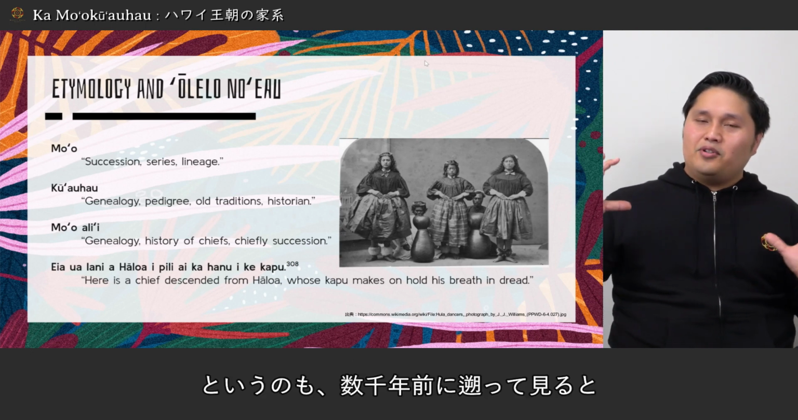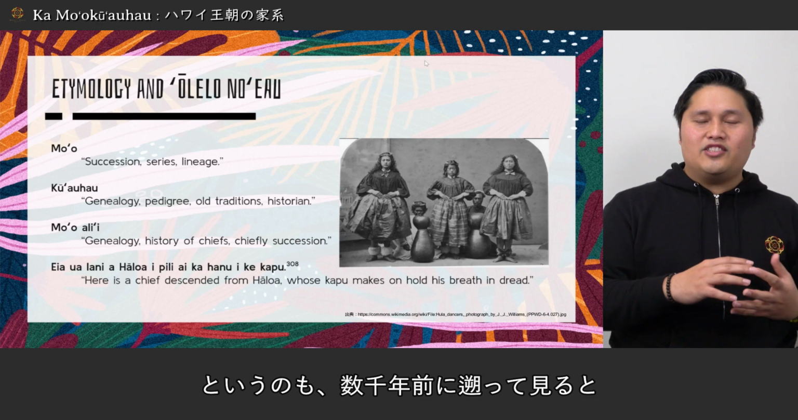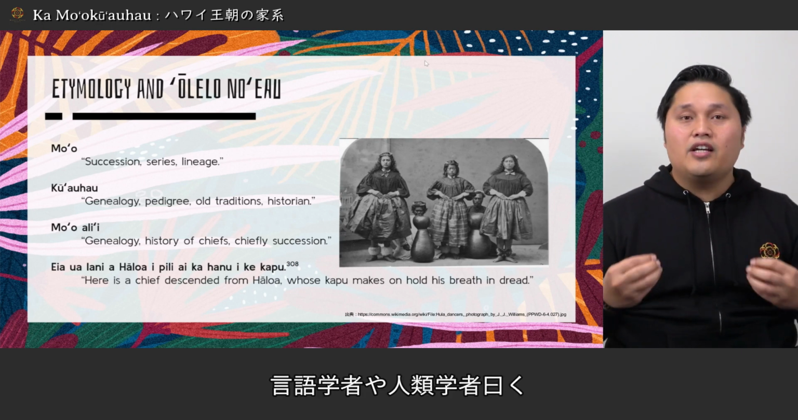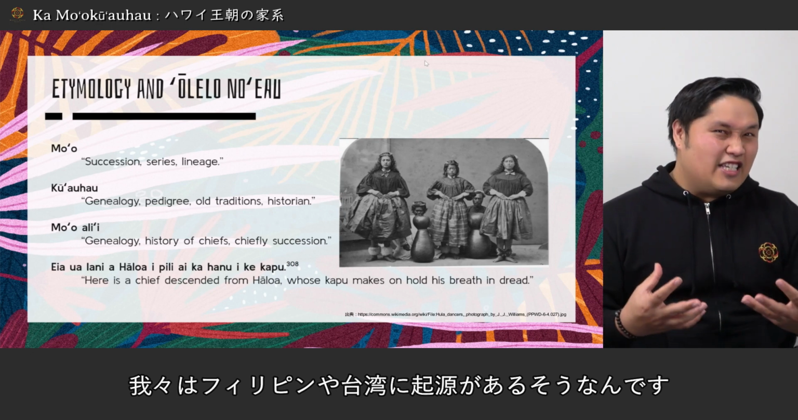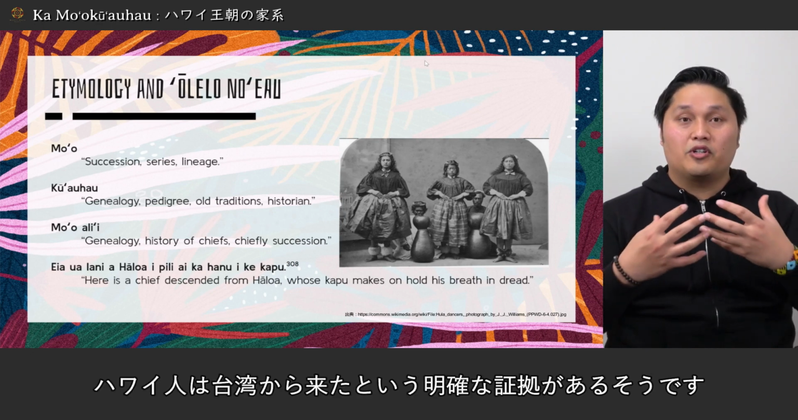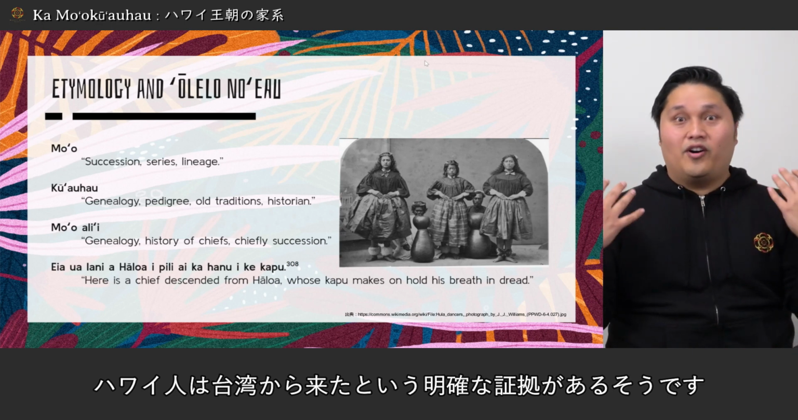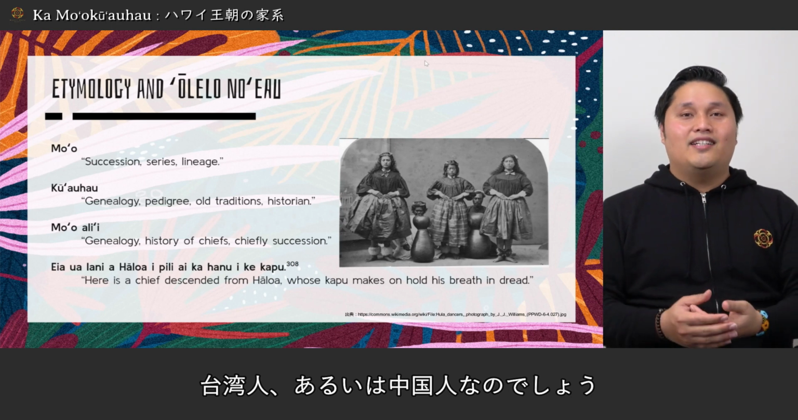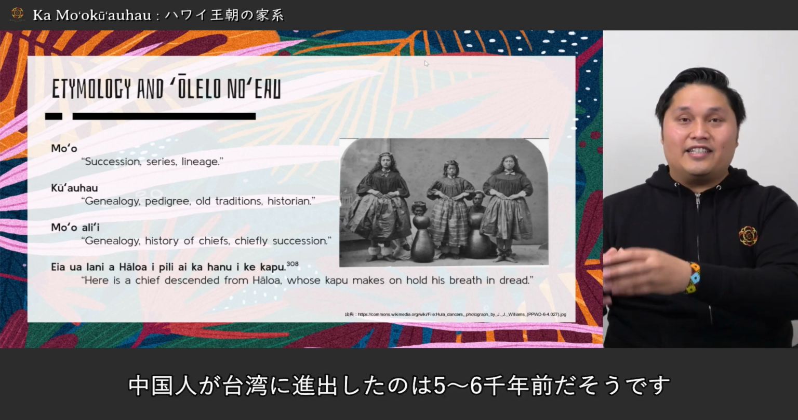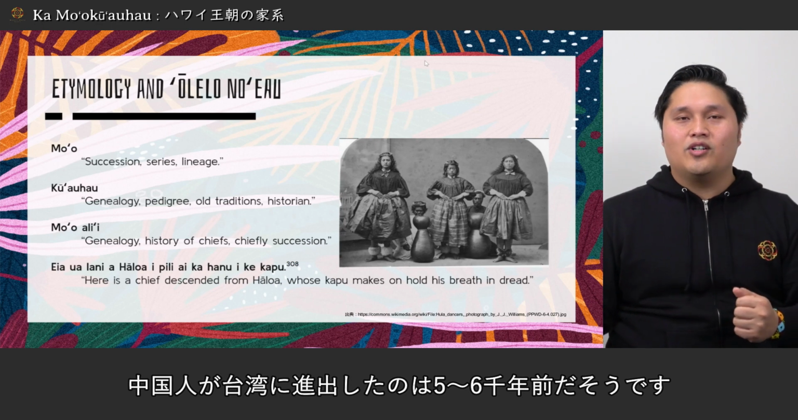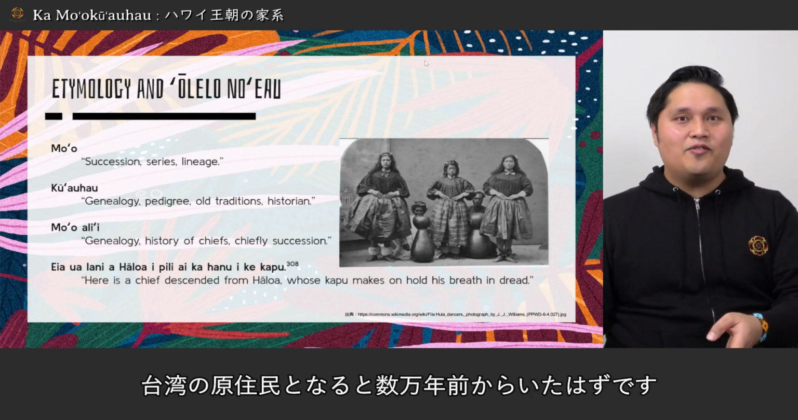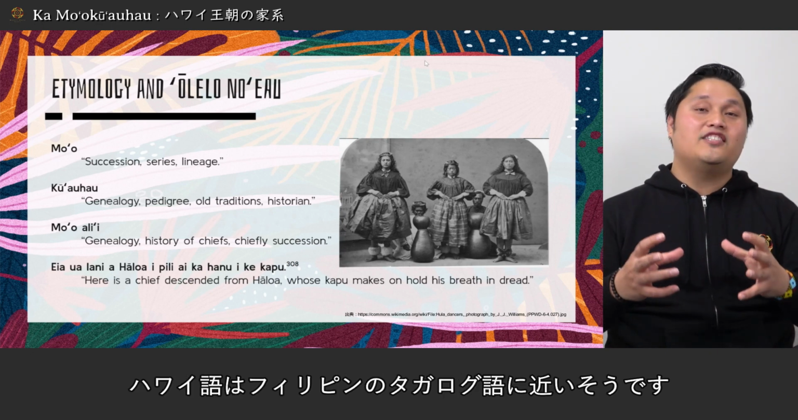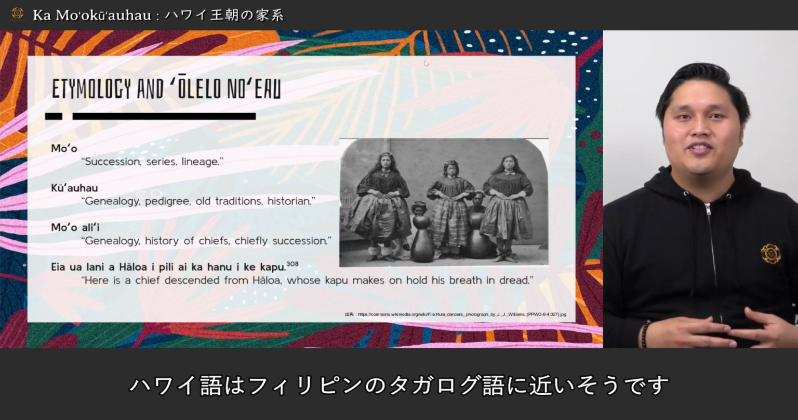If we pull all the way back thousands of years in history, linguistic historians think that we come from Southeast Asia, even the Philippines and Taiwan. There is some early evidence of the Hawaiians coming from Taiwan. When we think of Taiwan, of course we think of China, but the Chinese came to the island of Taiwan only about 500-600 years ago. There are indigenous people still in Taiwan who have been there for tens of thousands of years. Their languages are related to Tagalog and the Filipino languages.